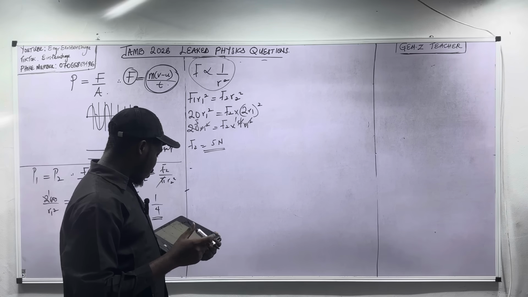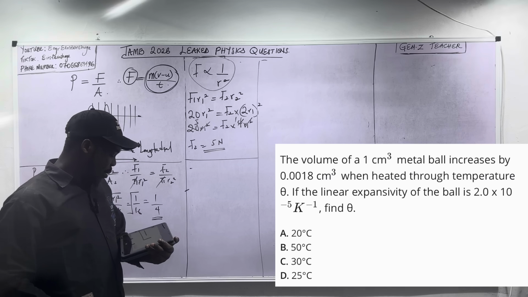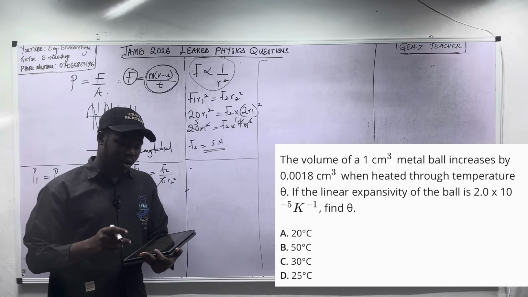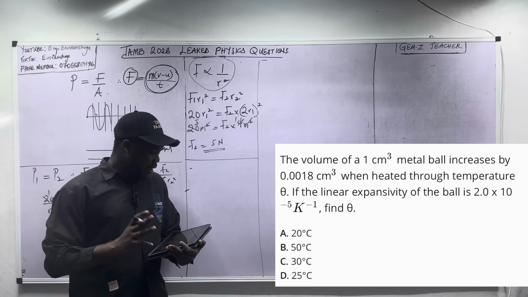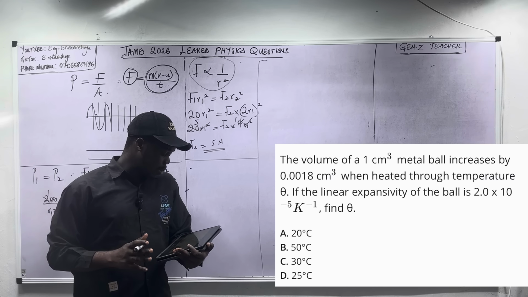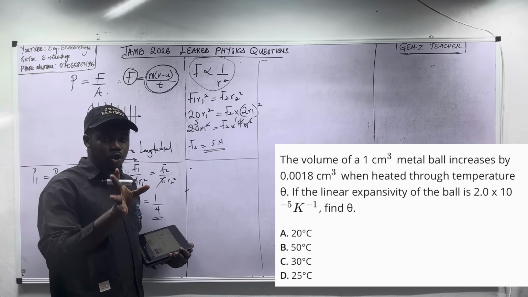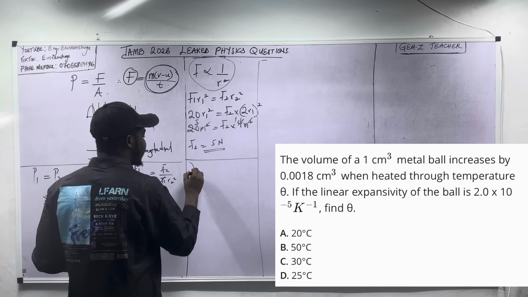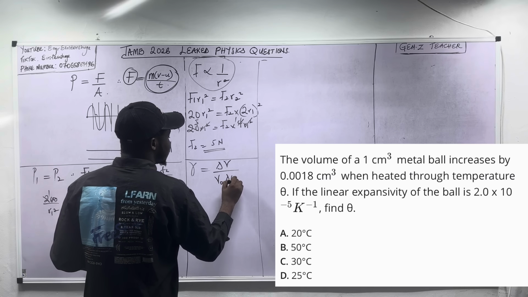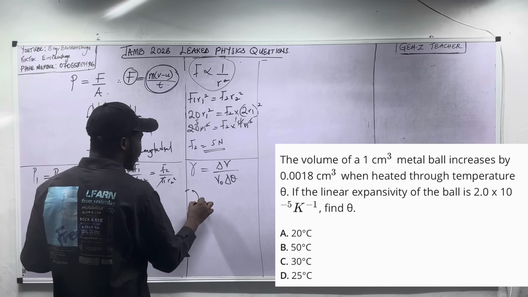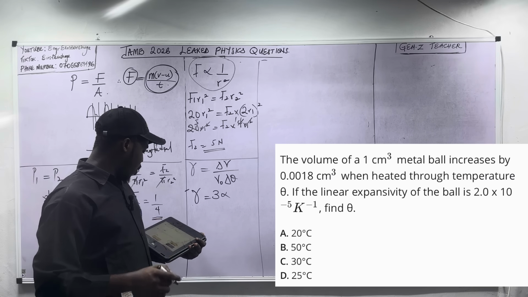Okay, the next question says the volume of a 1 cm cube metal ball increases by 0.0018 cm cube when heated through a temperature of theta. If the linear expansivity of the ball is 2 times 10 raised to the power minus 5 per Kelvin, find theta. Now this is from heat expansivity, cubic to be precise. For cubic expansivity, we have gamma equals change in volume over original volume times the change in temperature. But don't forget that gamma is also equal to 3 times alpha, where alpha is the linear expansivity, which was given in the question. So let's solve the question quickly.